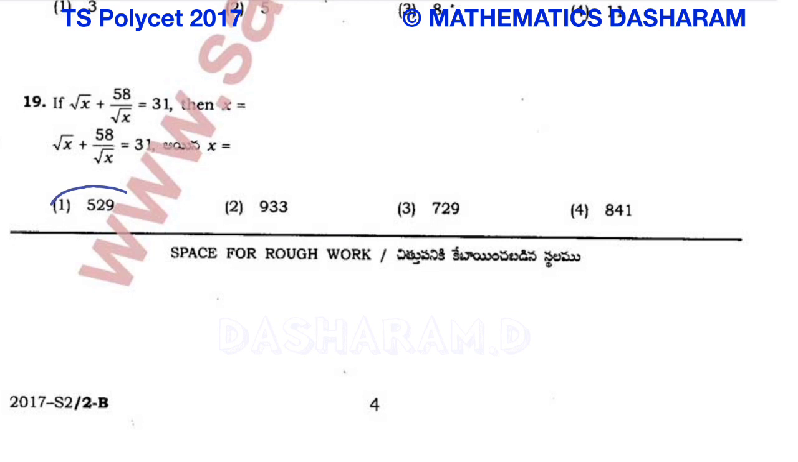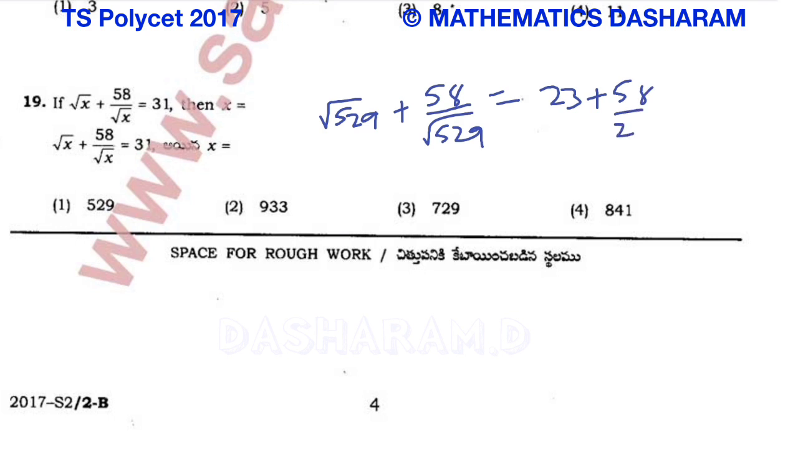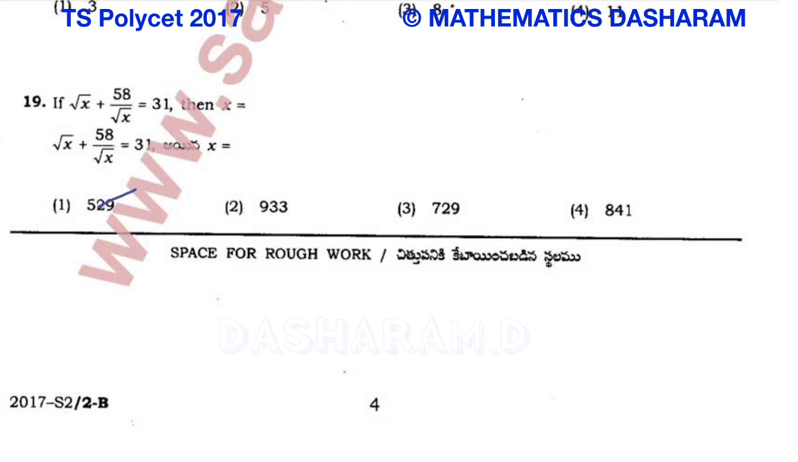So first verify the 529. Here see, root 529 plus 58 divided by root 529. So let's find its answer. Root 529 is 23. 58 divided by 23. 23 ones are 23. 23 twos are 46. But 23 threes are 69. But it is 58. So it is very clear we never get 31 in this case. So the first option is wrong.